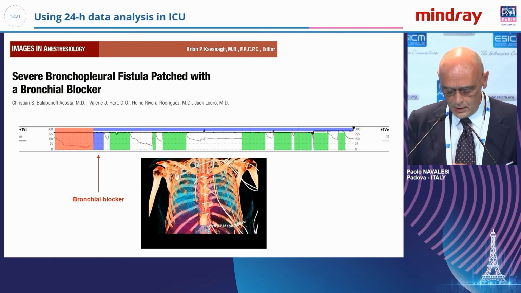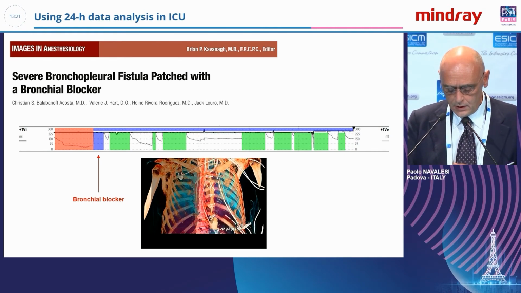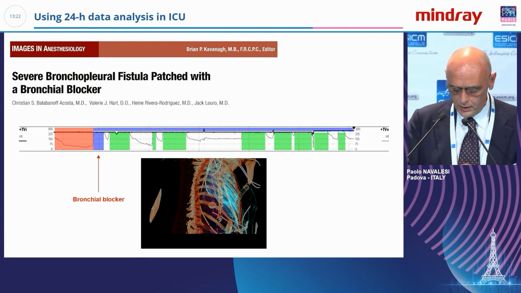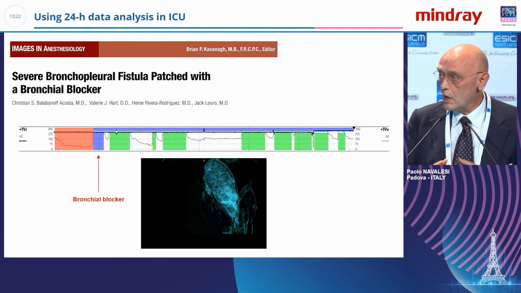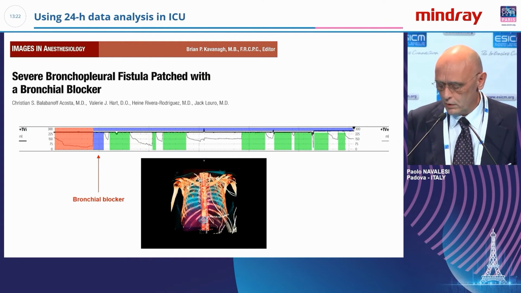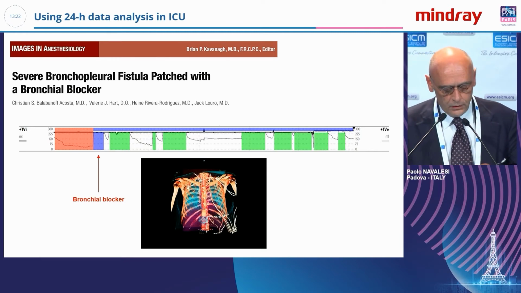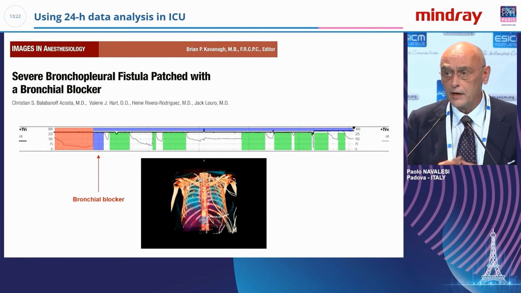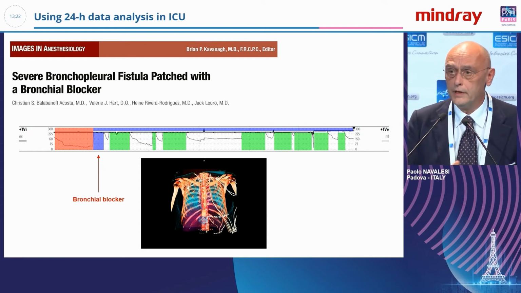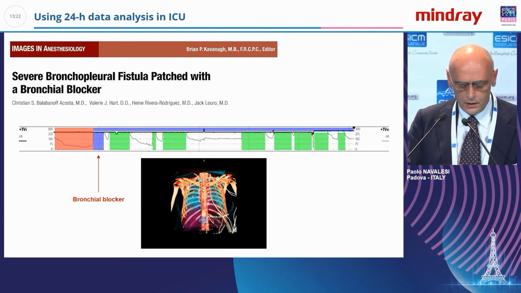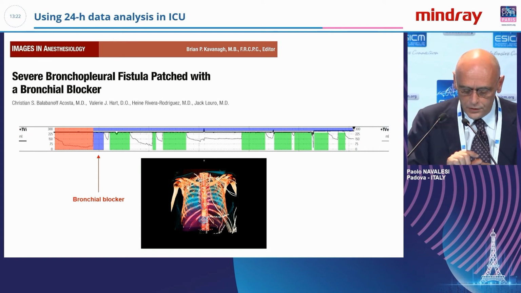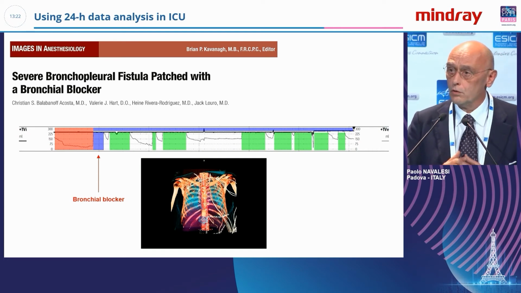This is the patient. This is the X-ray. We put, bronchoscopically, of course, the blocker, and we were able to isolate completely the left lower lobe. Now, in the upper part, you see with the color, the red part is what I showed you before, when the leak was huge. Then in blue, the point in which we positioned the blocker. The green areas are those where the leaks were controlled.